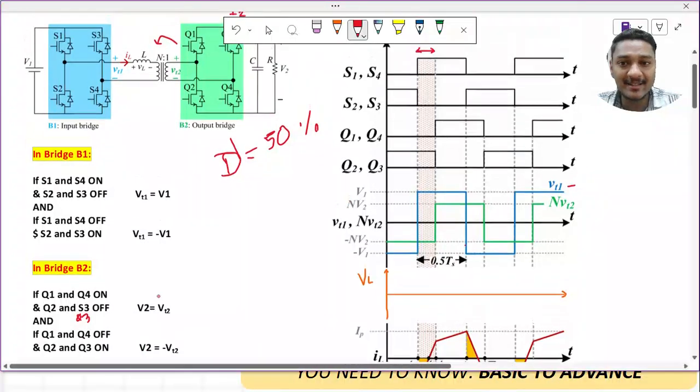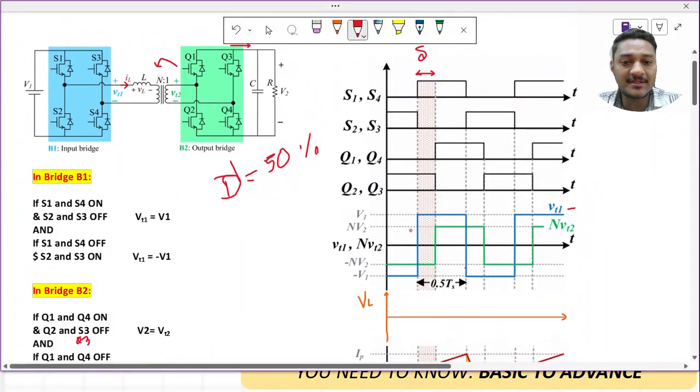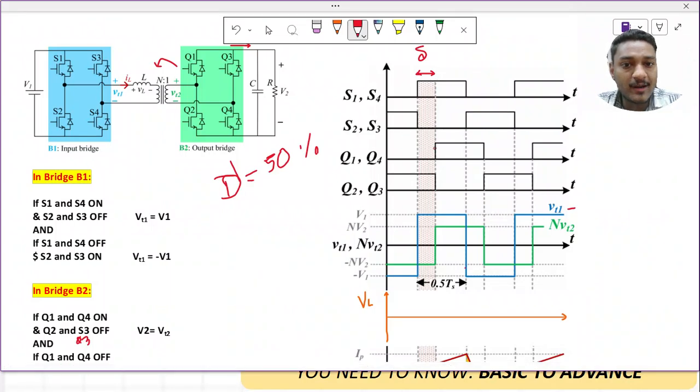I can easily say that. Now the same thing I am going to draw here. You can see that this is the point where Q1 and Q4 are on. From this point, can I draw it as n times of V2? Yes. The waveform which is coming here has magnitude n times of V2. So this is the waveform, n times of V2, that I am going to get here, right? I am referring all the parameters to the primary side. So when Q1 and Q4 are on, till that time it is n times of V2.